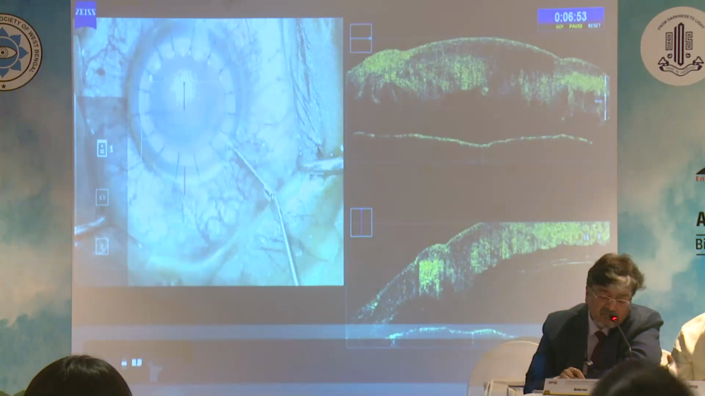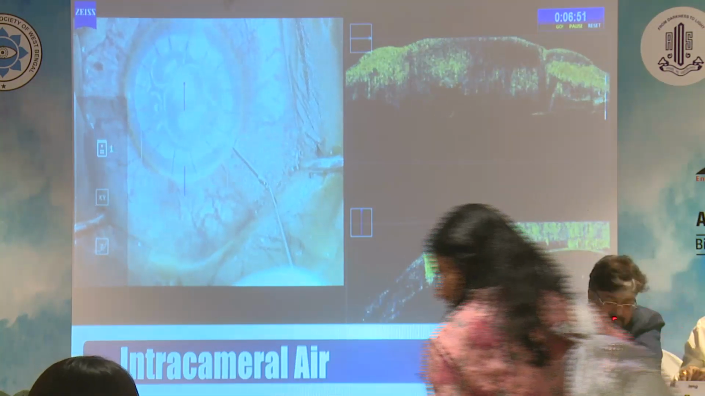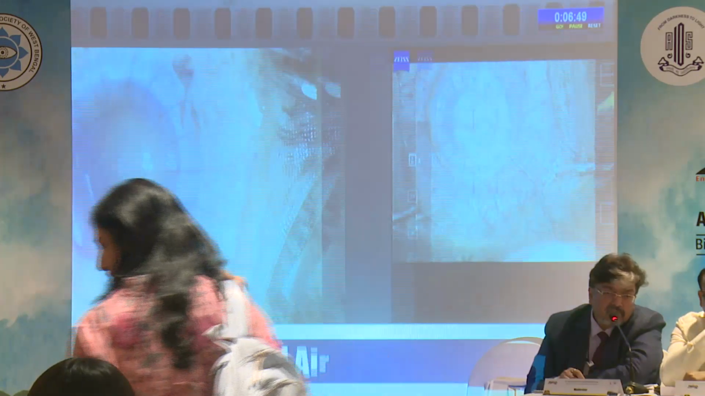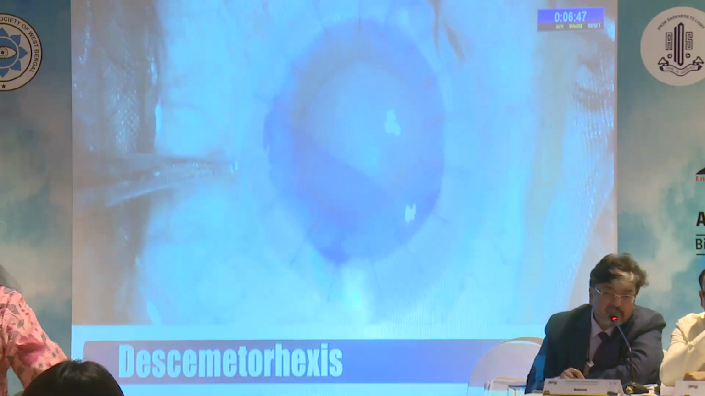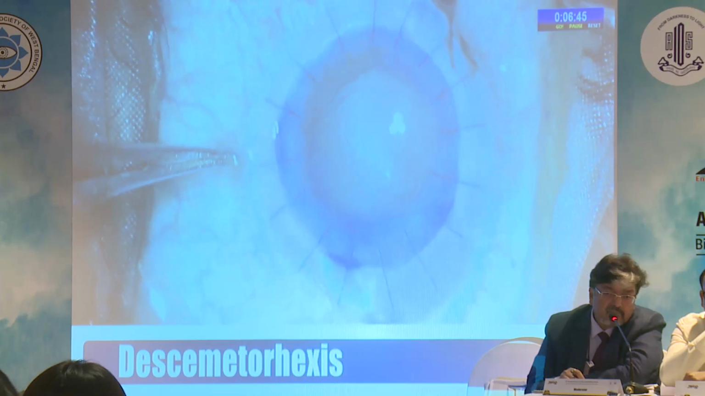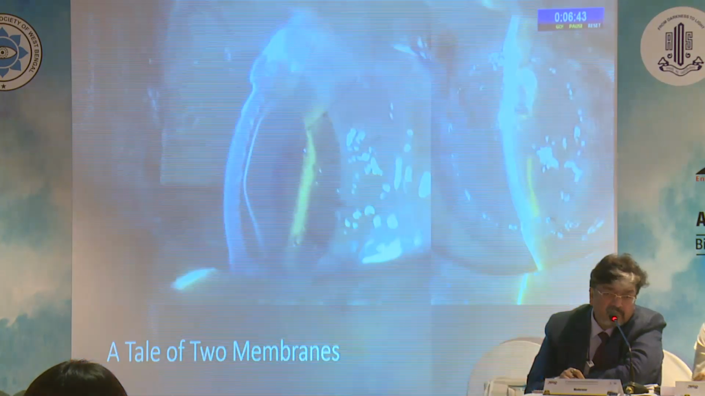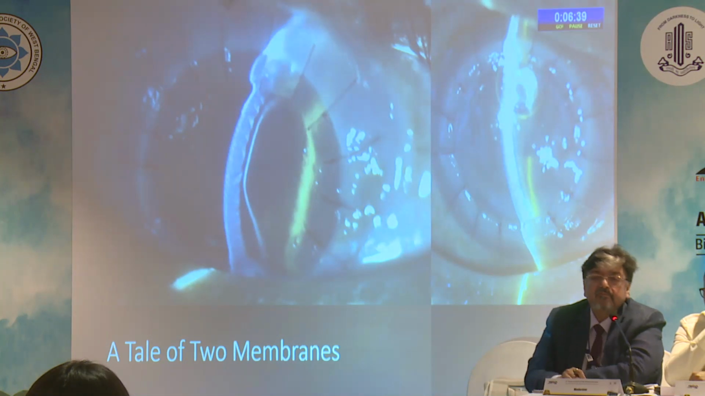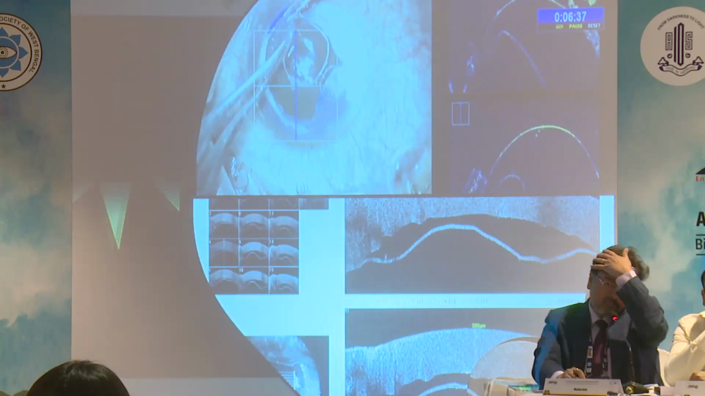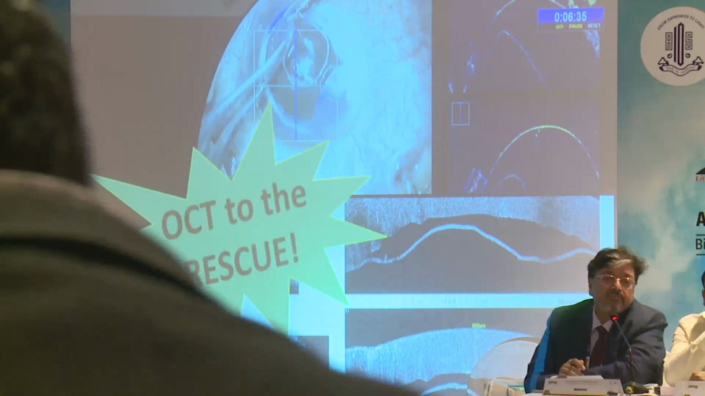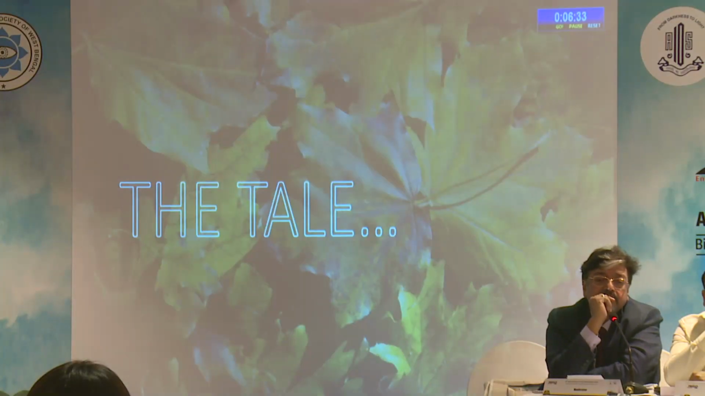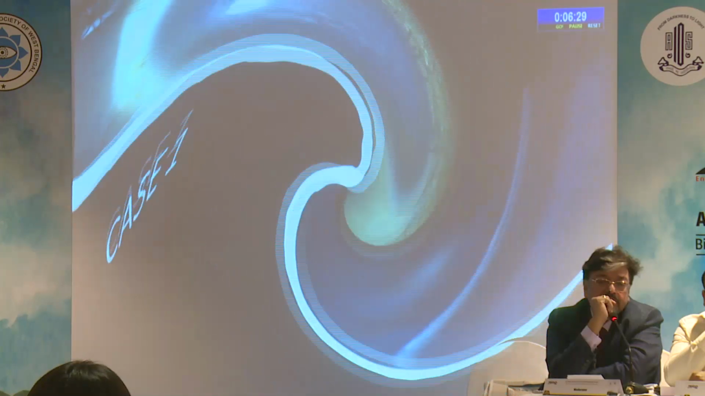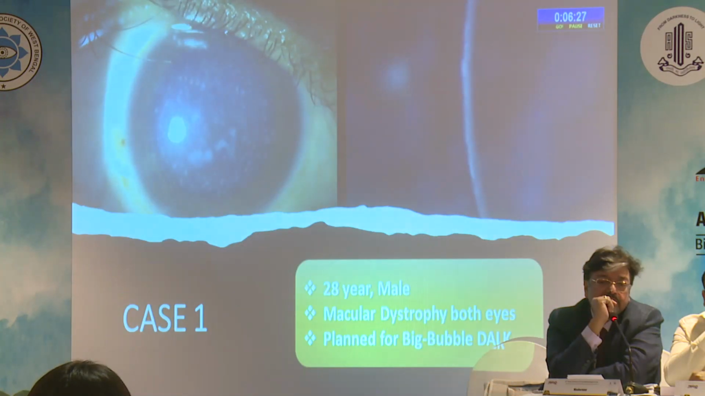Management may be challenging, and options include injection of intracameral air or gas, or descemetorhexis of the retained Descemet membrane. We describe two cases with double membranes in the immediate post-operative period and the role of OCT in their management. The first case was a 28-year-old male who was planned for big bubble DALK for macular dystrophy in the right eye.